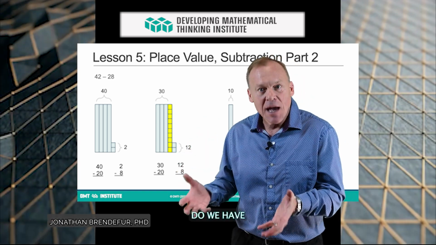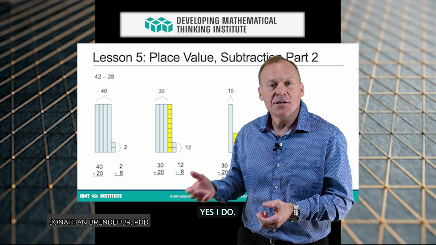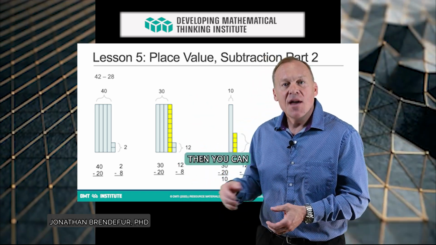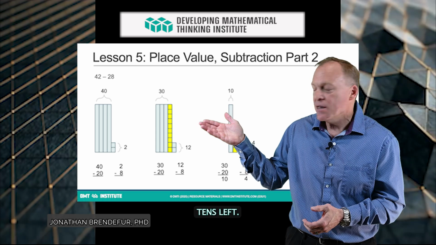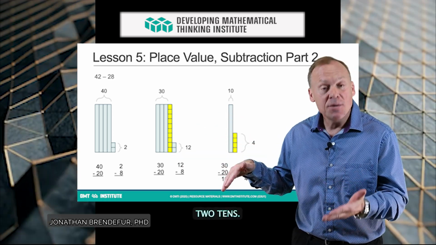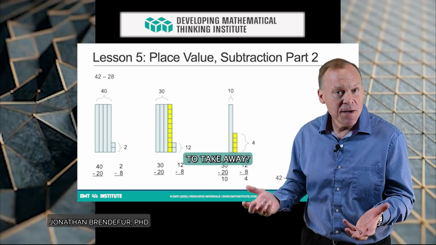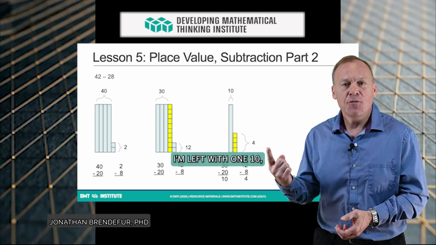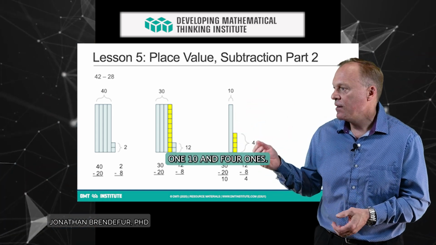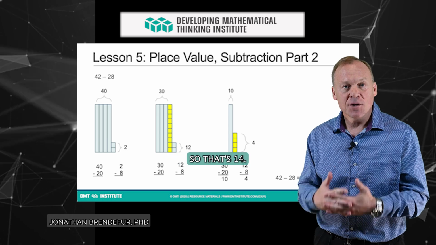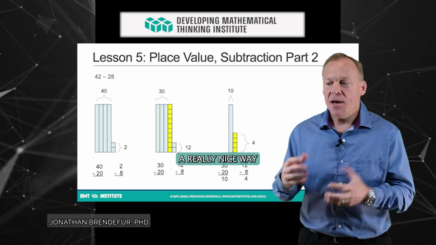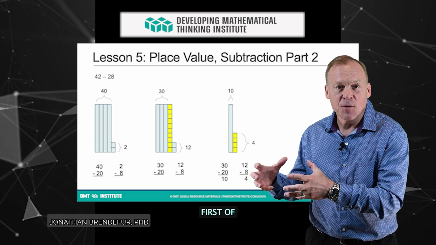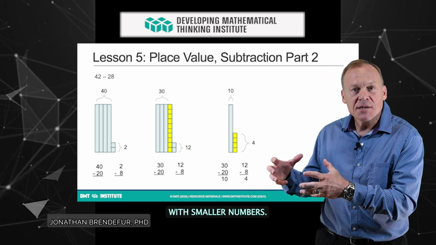Now you can ask, do we have enough ones to take away 8? Yes, I do. Now we can take away the 8, and then it represents the 4 ones. Then you can go back and say, okay, I have 3 10s left. I need to take away 2 10s. Do I have enough 10s to take away? Yes, I do. I can take away those 2 10s, cross those off. I'm left with 1 10 and 4 ones. So that's 14. So that's a really nice way of visually seeing the mathematics, because you're building that conceptual understanding first of what's happening with smaller numbers.